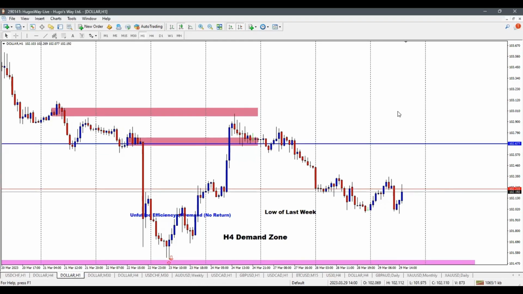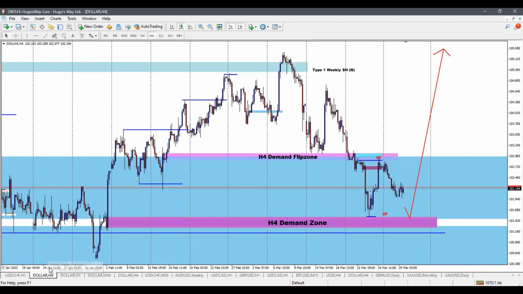So looking at the US session, let's start off with the dollar index. And as I said, I'll be doing this repeatedly because this is the main aspect that we're looking at when it comes to price action.